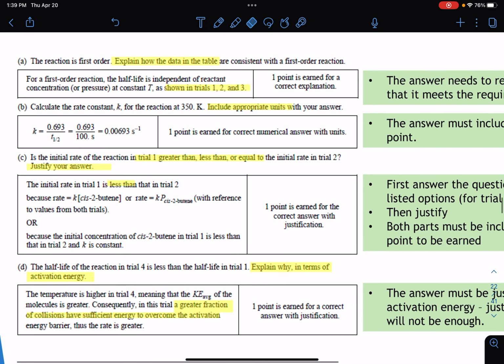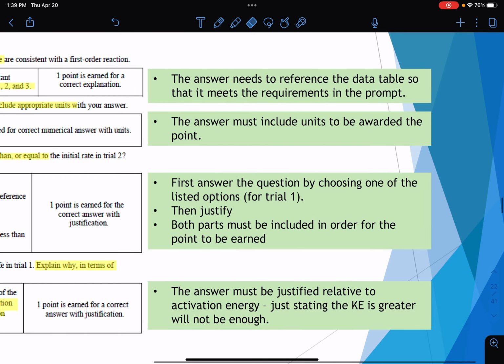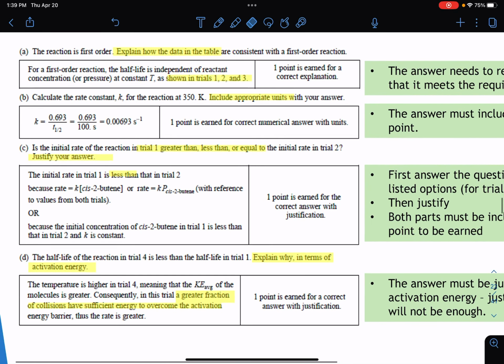Notice that in this highlighted section here for Part A, it says, explain how the data in the table are consistent with a first order reaction. So according to this highlighted green part here, the answer needs to reference the data table. So that's why we see in the grade rubric here, it says that as shown in trials 1, 2, and 3, we're actually referencing the data table.